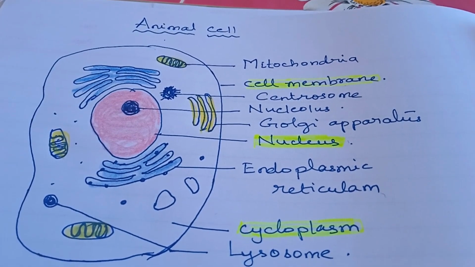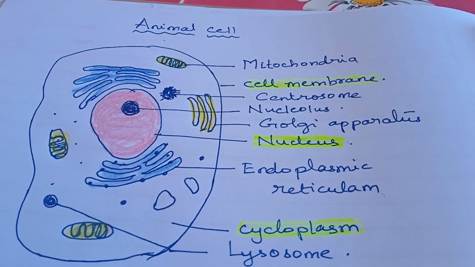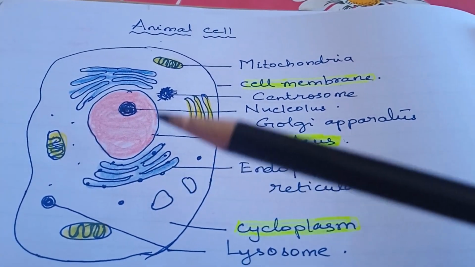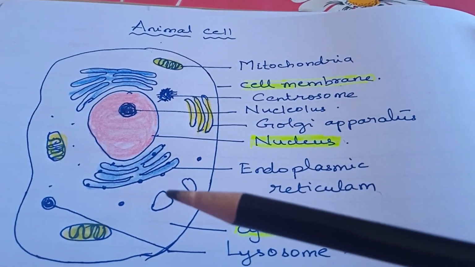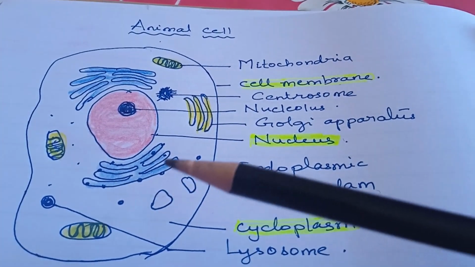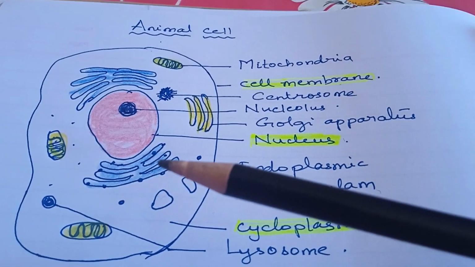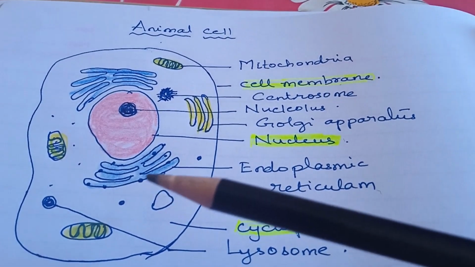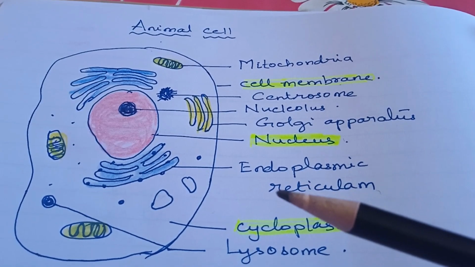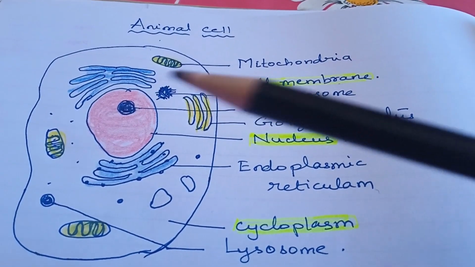Let's talk about the endoplasmic reticulum. These are the endoplasmic reticulum. You find two types of endoplasmic reticulum: this is smooth and this is rough. The presence of ribosomes on the endoplasmic reticulum, that is, these dot-like structures are nothing but ribosomes, makes it what you call rough endoplasmic reticulum, and this is smooth endoplasmic reticulum.